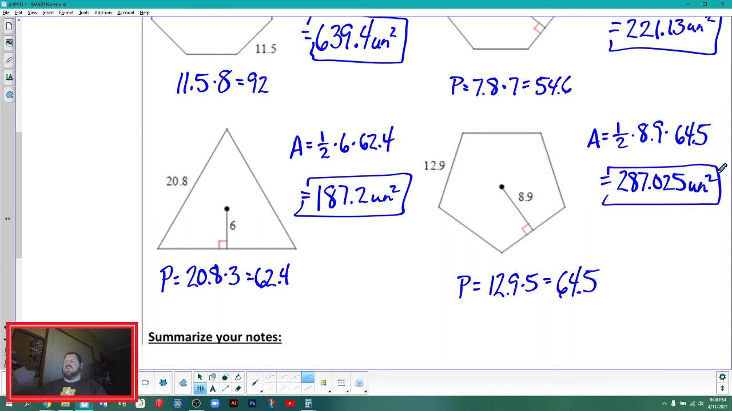All right. So you can see once you know those things, it's not that tough of a task. The calculations are pretty quick and easy. I would recommend having a calculator when you're trying to do it though.